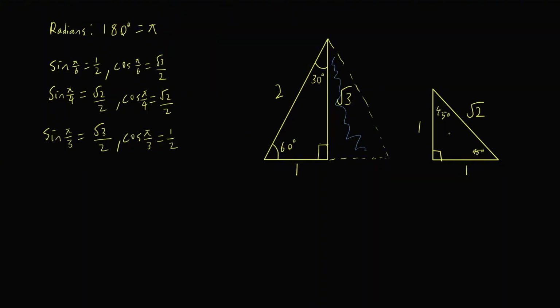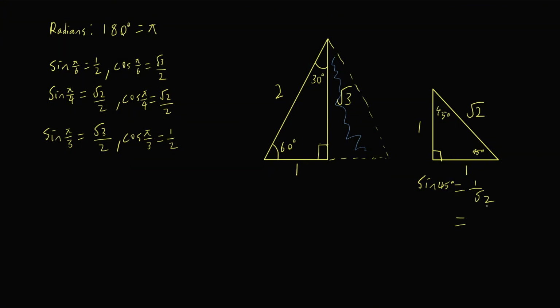And for this 45, 45, 90 triangle, you might be wondering, where did this come from? It actually comes from a square. It's a square that is split in half with all sides equal to 1. And once you do sine of, let's say, 45 degrees, which is pi over 4, you'll get 1 over square root of 2. And you actually have to rationalize this.